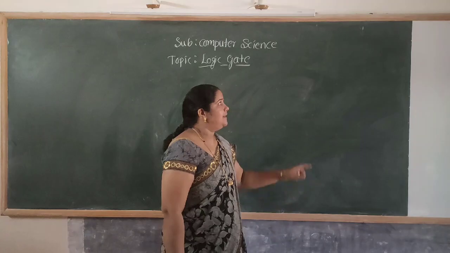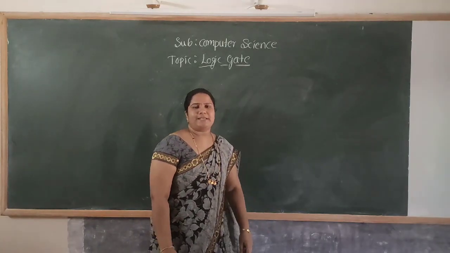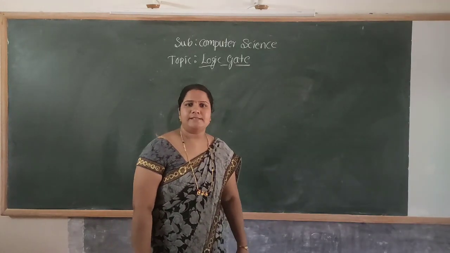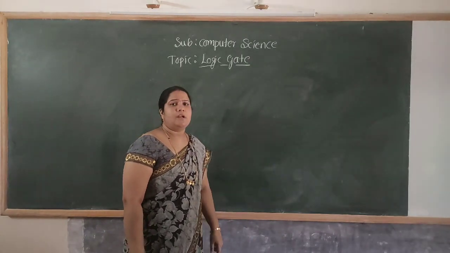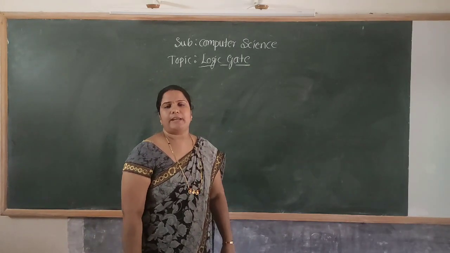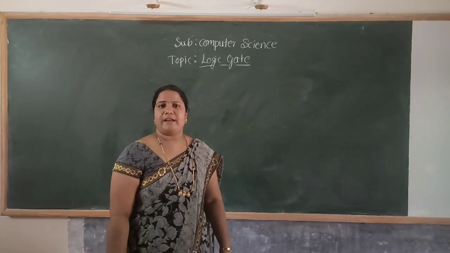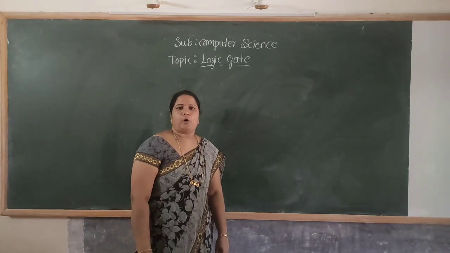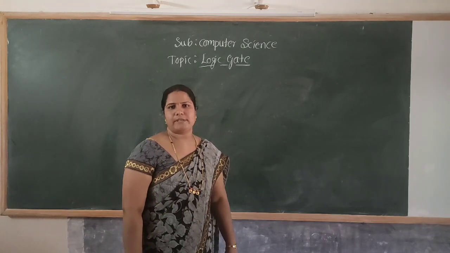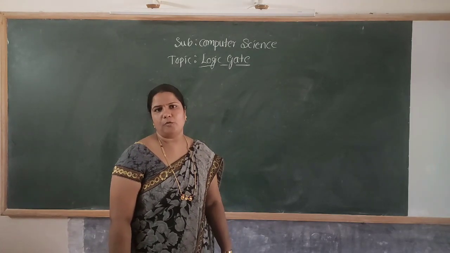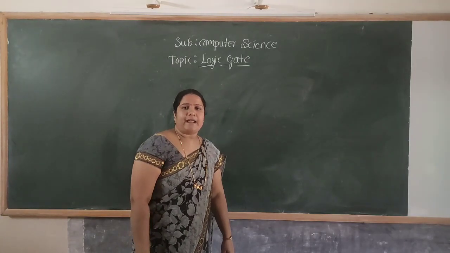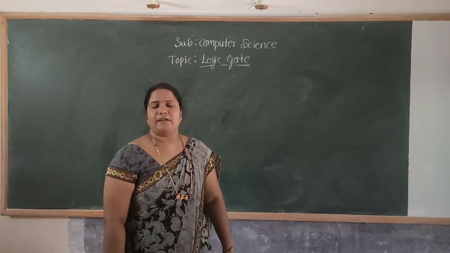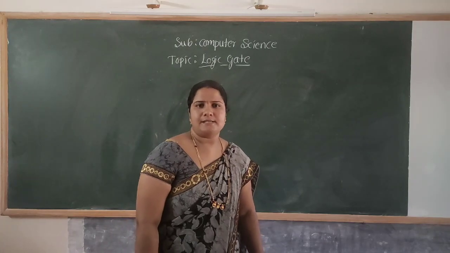Today's topic is logic gate. A logic gate is an electronic circuit which operates on two or more input signals to produce a single output. That is generally defined as a logic gate. All electronic devices contain their own electronic circuits.